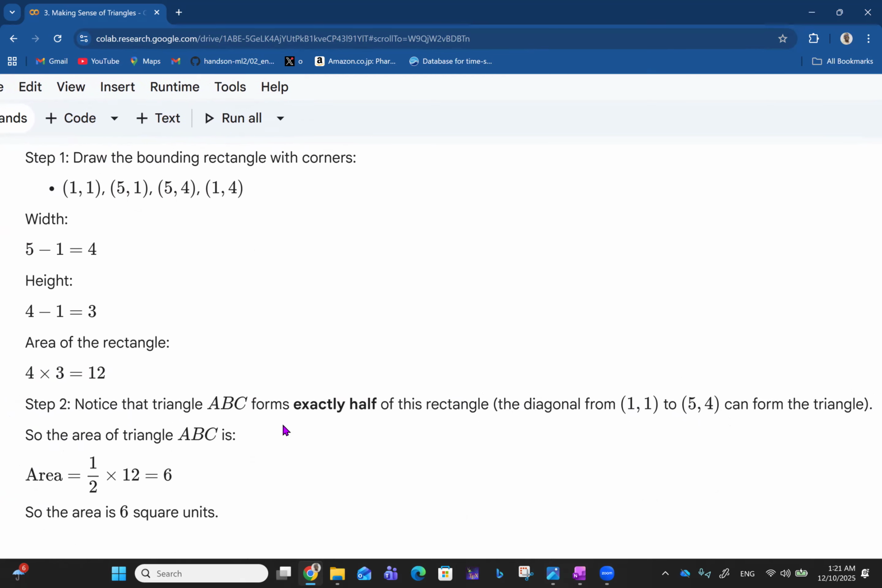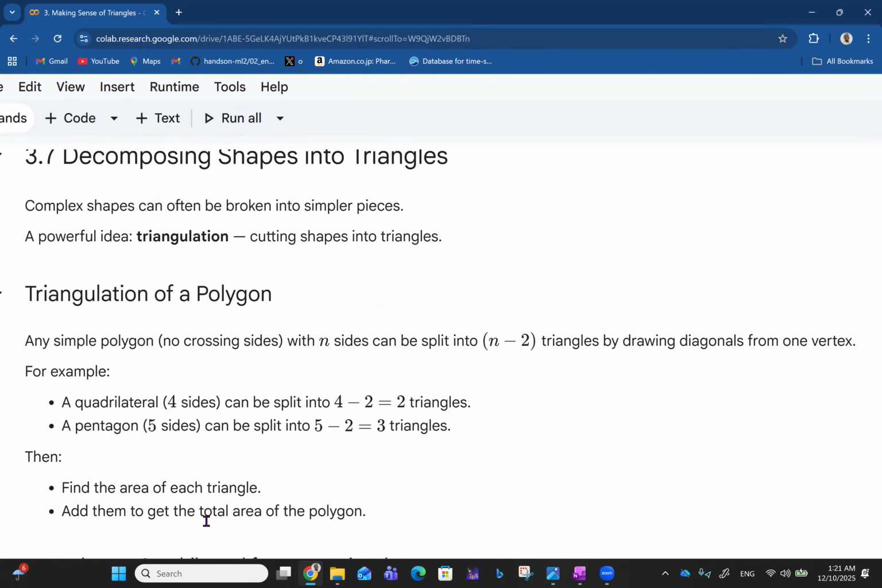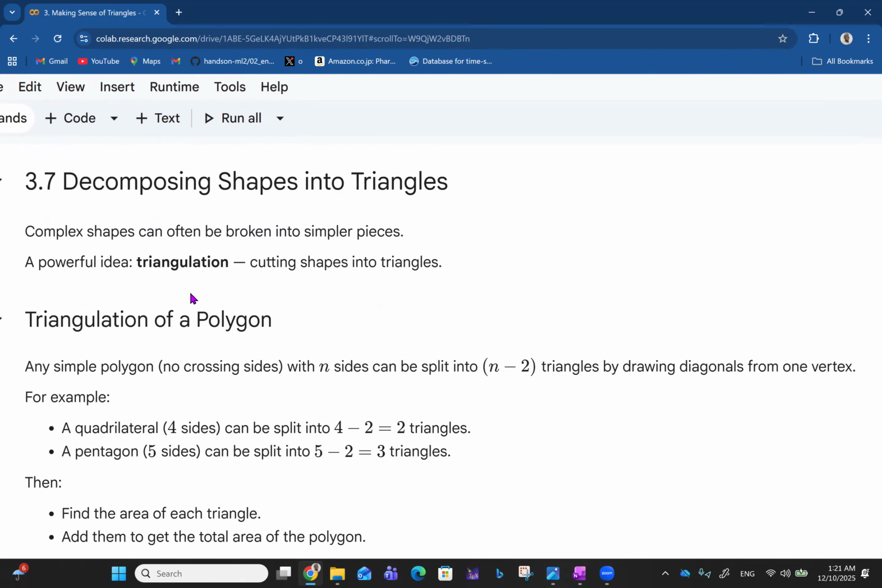So step 2, notice that the triangle ABC forms exactly half of this rectangle. The diagonal from (1, 1) to (5, 4) can form the triangle. So the area of the triangle is half times the area of the rectangle, and that is simply 6 square units. Another thing we can do is decompose shapes into triangles. Complex shapes can often be broken into simpler pieces. A powerful idea is triangulation, cutting shapes into triangles.